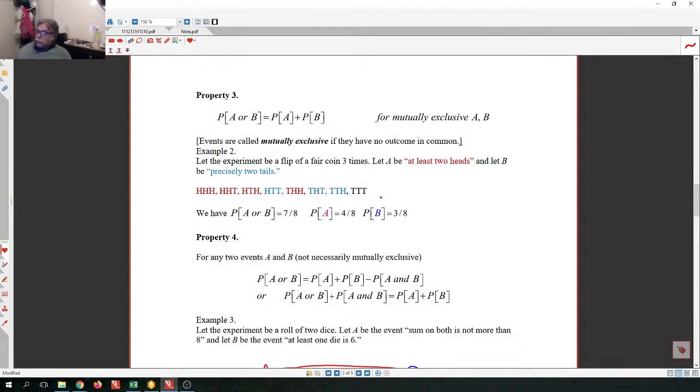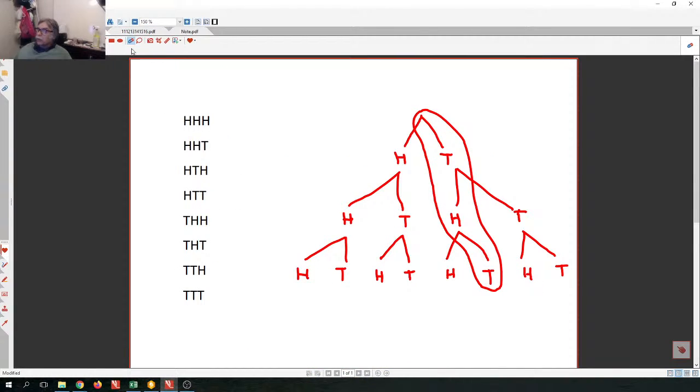All right, so these 2 events have nothing in common. You can see the event A is made out of these 4 outcomes, and the event B is made out of these 3 outcomes, and one outcome is not in either of them. They are mutually exclusive, they have nothing in common, but they're not complementary because they don't cover everything. You can see that in this picture here. Precisely 2 tails: one here, another one here, another one here.